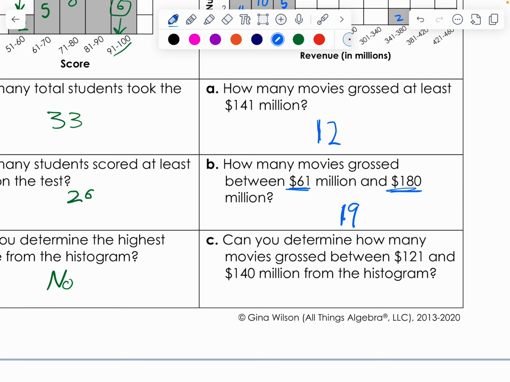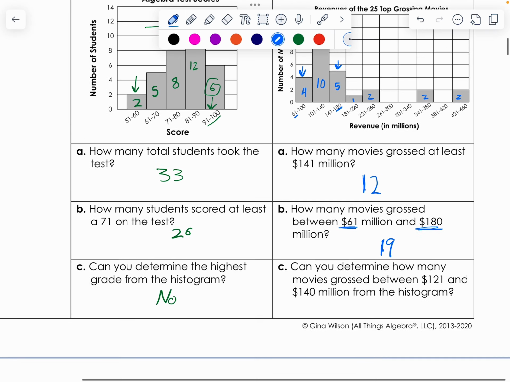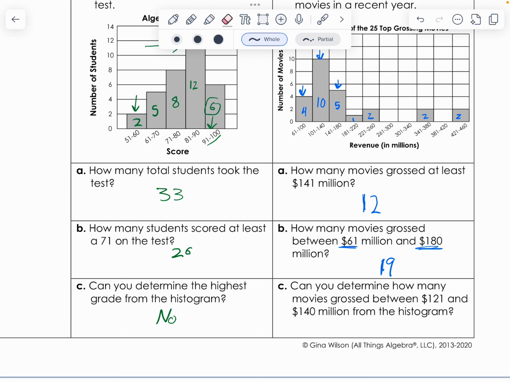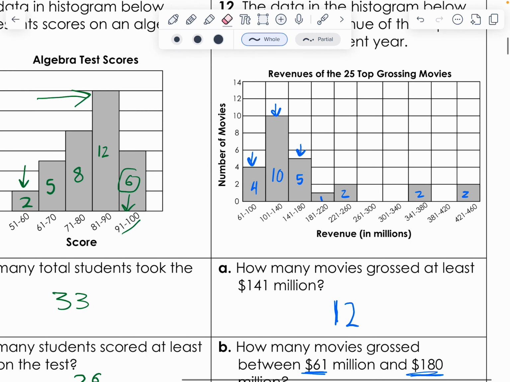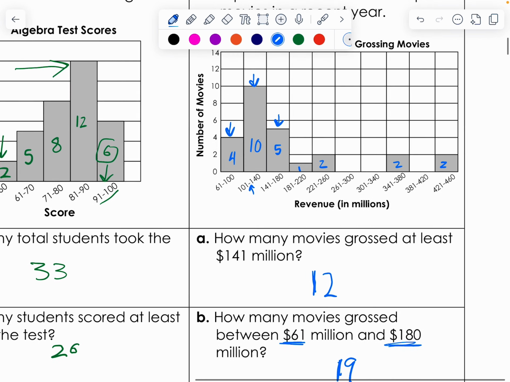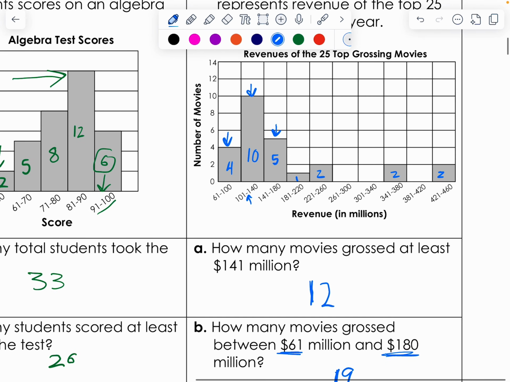All right, lastly, C, can you determine how many movies grossed between 121 and 140 million from the histogram? All right, let me go and erase a couple of things here. So we're looking from 121 to 140. All right, so where's 121? It's kind of not on the graph. I mean, it's somewhere, right? It might not be on the graph, but it's somewhere in between, right? It's going to be in between this 101 range and the 140. Now, do I know how many of those movies? All right, so some people are saying 10 and some people are saying no. Well, which is it? Do I know exactly 10 or maybe not exactly 10?